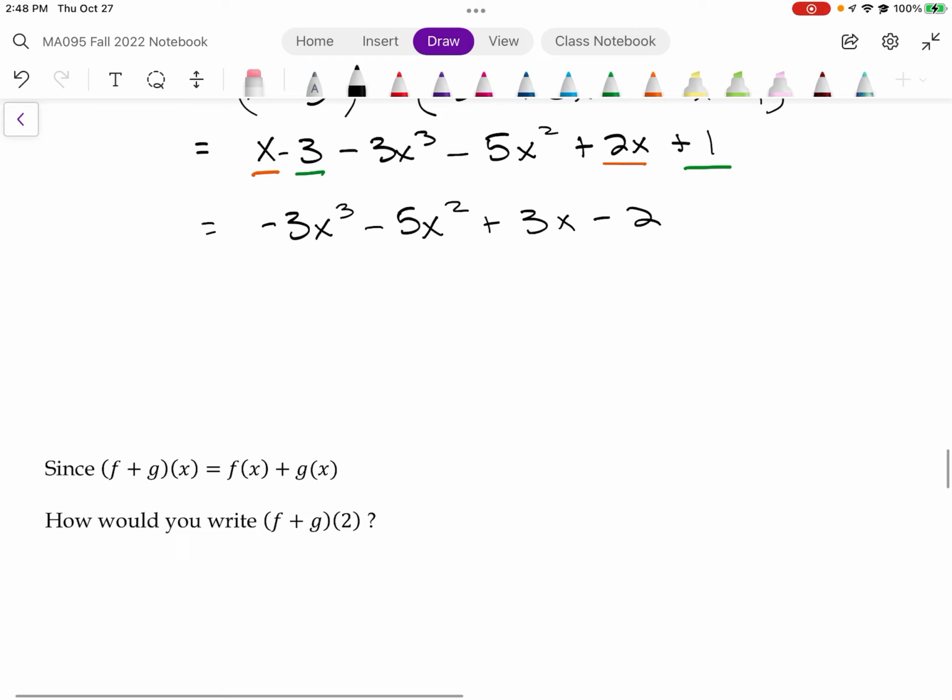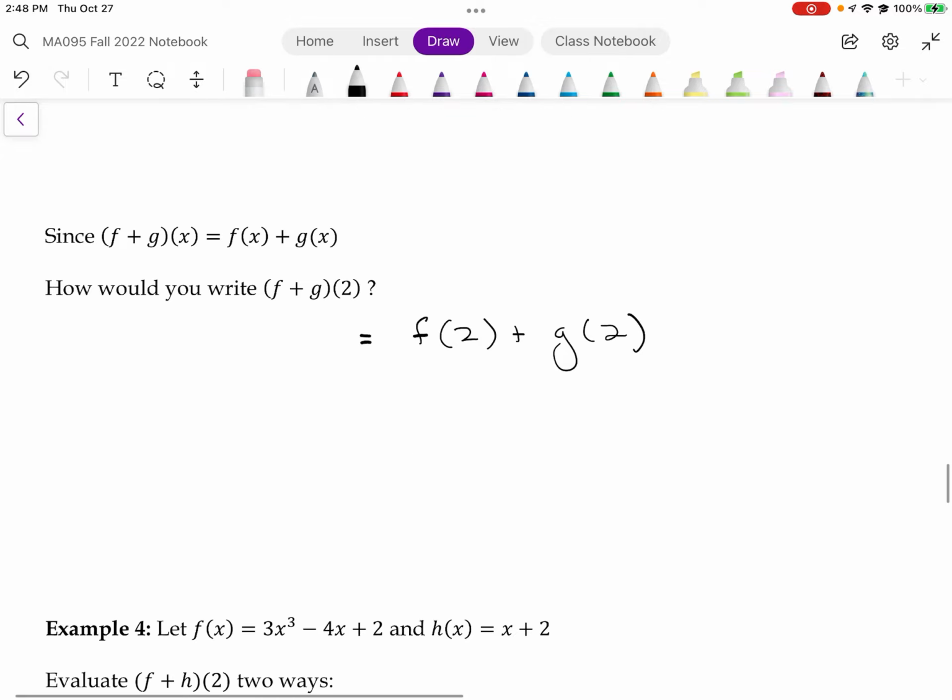So since f plus g of x equals f of x plus g of x, how would you write f plus g of 2? Well, that is just going to be f of 2 plus g of 2. All right, so we're going to use that in the next problem here.